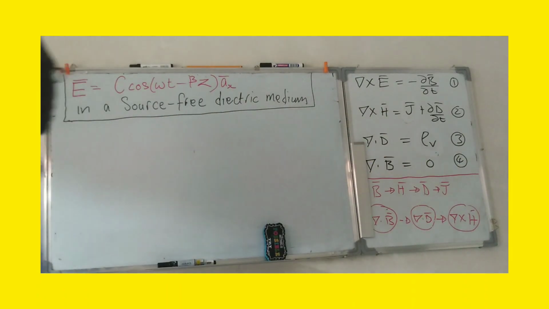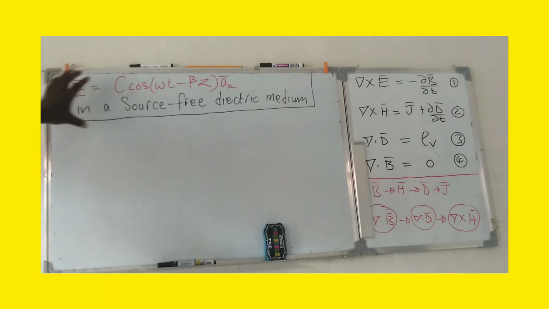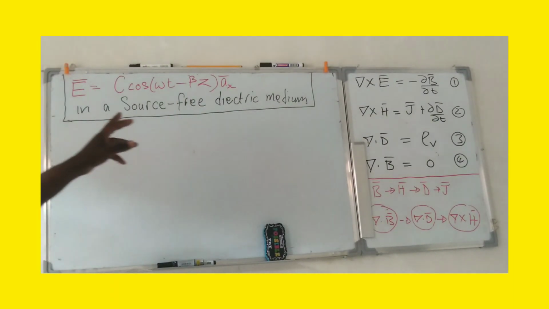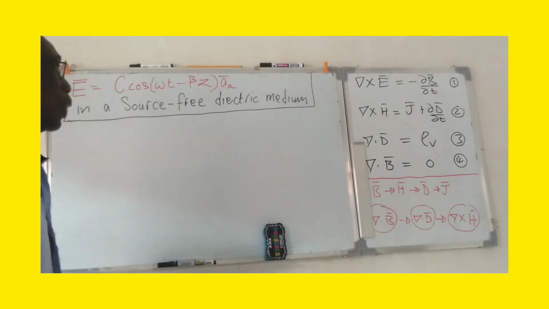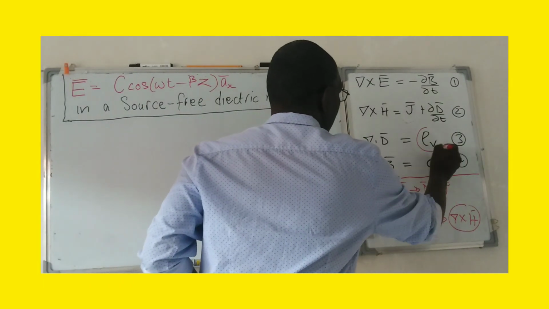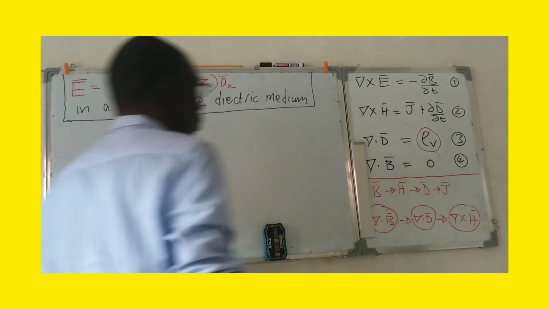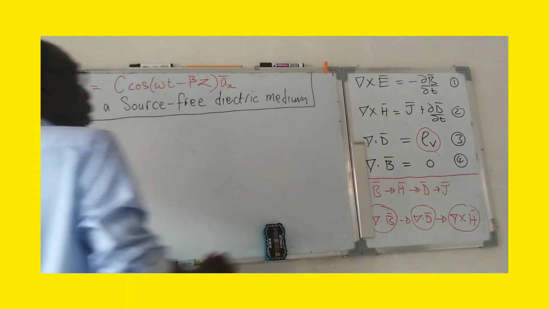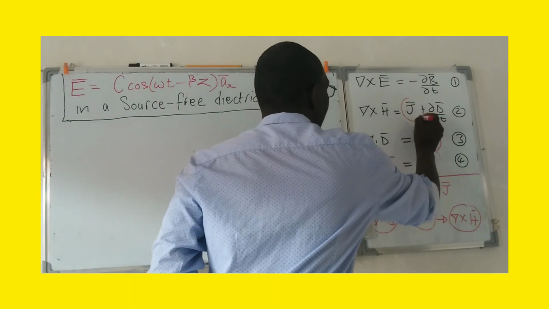Before we answer that question, let's first of all look closely at what is inside this box here. A source-free medium is one where the volume-free charge density is equal to 0. In other words, our rho V is equal to 0. Secondly, there is no conduction current density. In other words, our J is equal to 0.